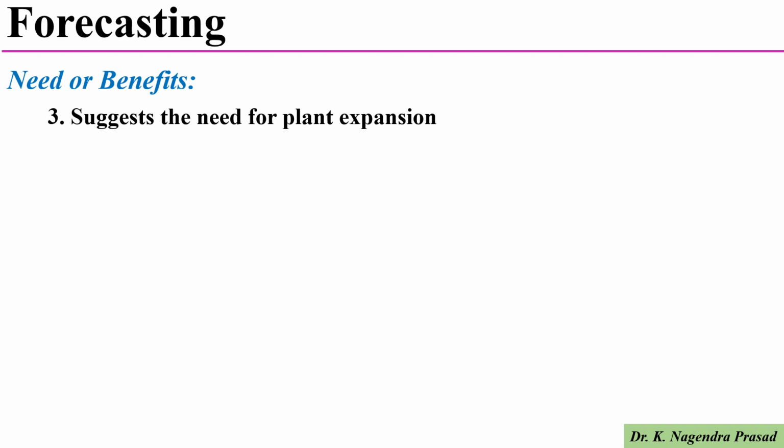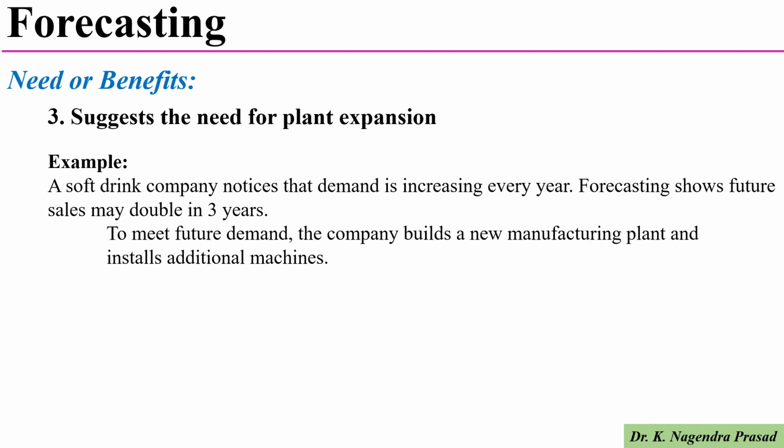And next one is that forecasting suggests the need for plant expansion. For example, a soft drink company notices that demand is increasing every year. So forecasting shows the future sales may double in 3 years. In this regard, to meet the future demand, the company builds a new manufacturing plant and installs additional machines.